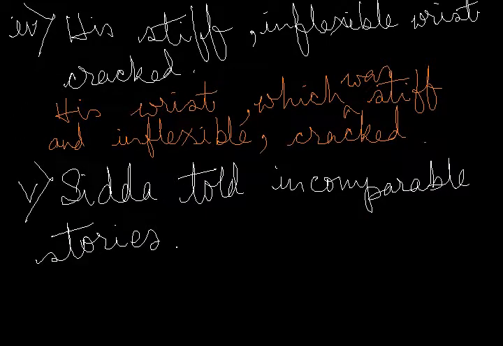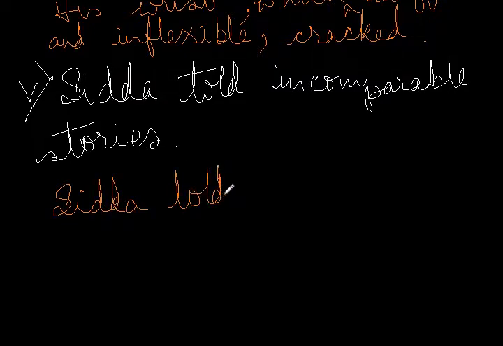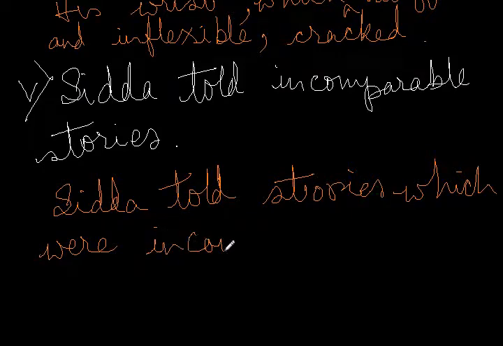Let us move on to sentence number 5. Siddha told incomparable stories. Again, this is pretty simple. Siddha told stories. So we have got the main clause, Siddha told stories. Now we are going to add a subordinate clause, which, remember, stories is plural. So which, where, why where? Because told is in past tense. So Siddha told stories which were incomparable. Again, we have got a complex sentence, which has one main clause and one subordinate clause.